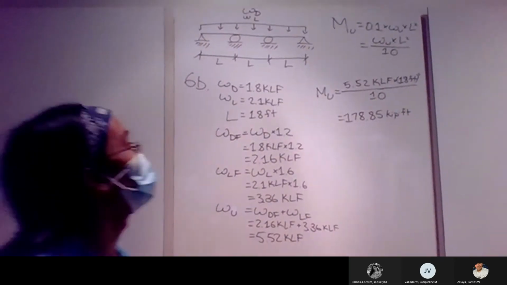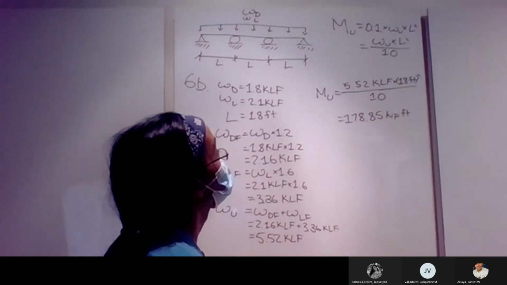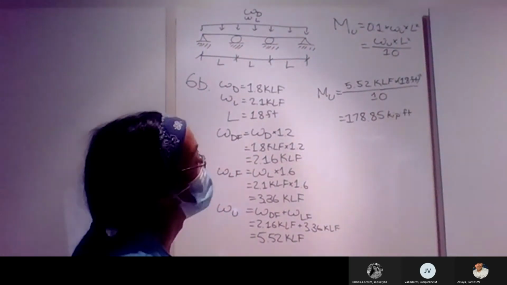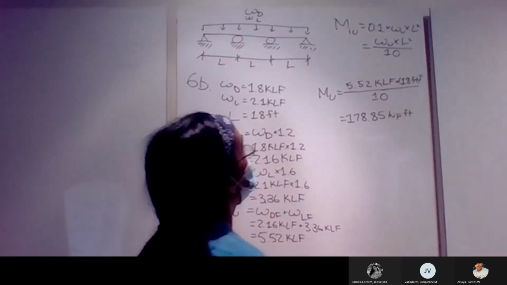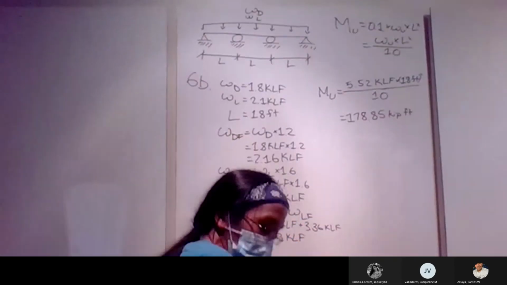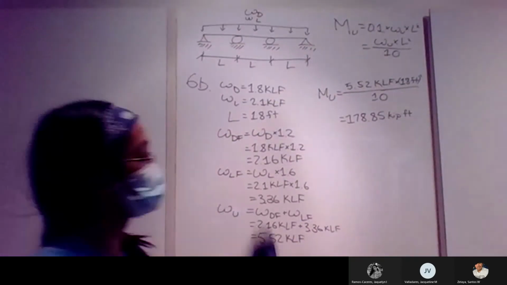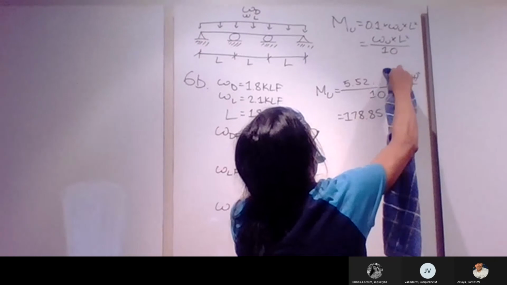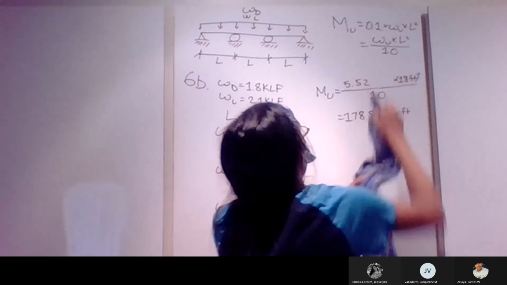Why kip feet? Because it says kip feet. We have kips per linear foot, and we multiply it by feet squared. So I'm just gonna do the same thing here. It says feet.